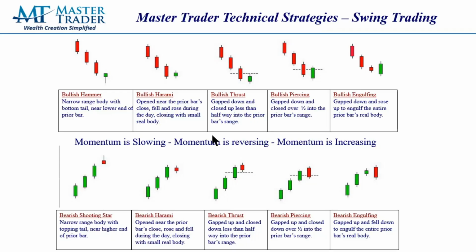A bullish harami. It's an inside bar. Simple. Trend and location. Bullish thrust. It went lower and it moved less than halfway into the prior candle. I can see that. I don't need to think about names. Piercing patterns move more than halfway.